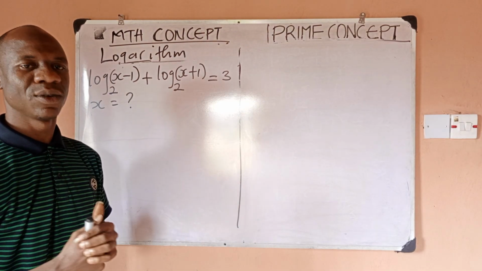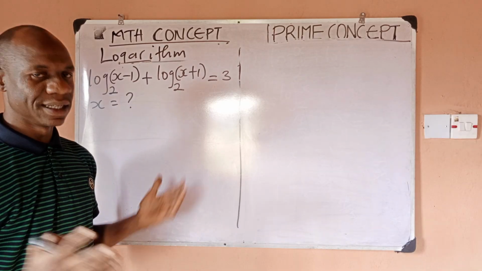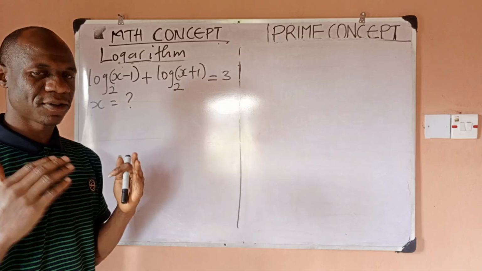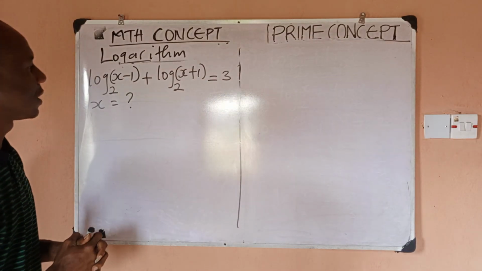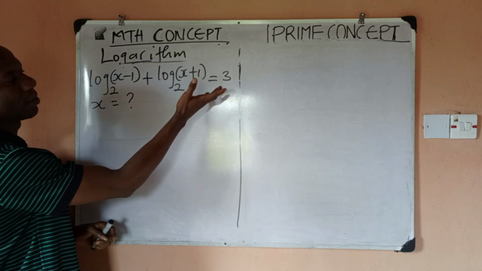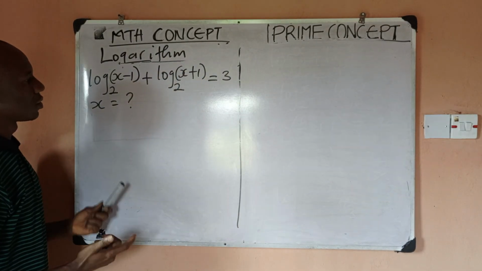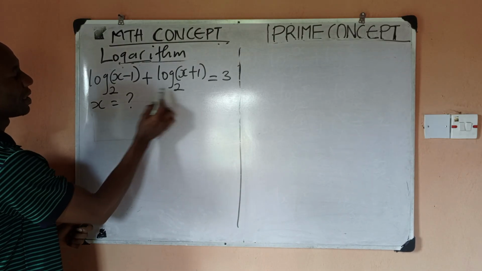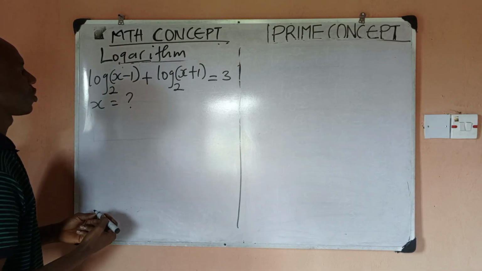So let's quickly take a look at this logarithm problem and see how we can solve it very quickly, applying the rules of logarithm that we learned in our previous video. The question says we should find x given this logarithm equation. Very quickly, it's easy to identify that our bases are common, so we don't have to do much work.